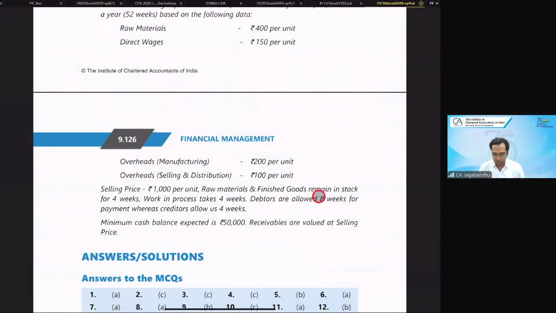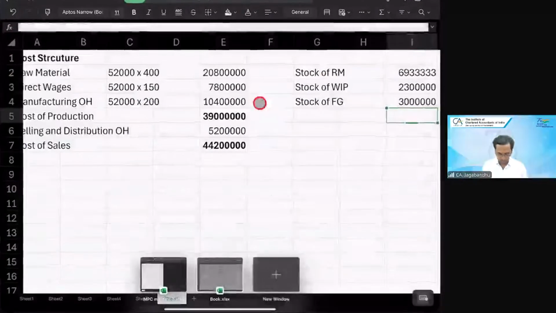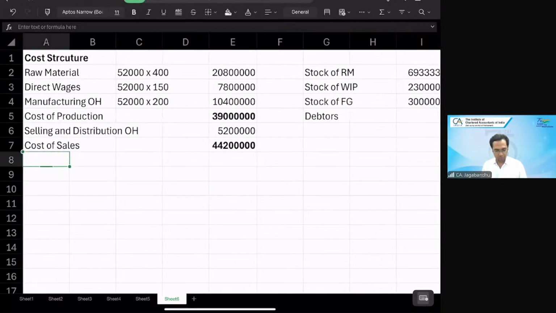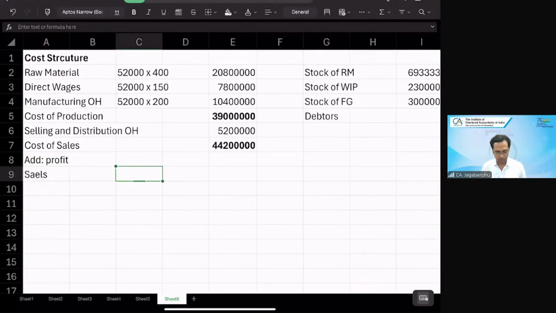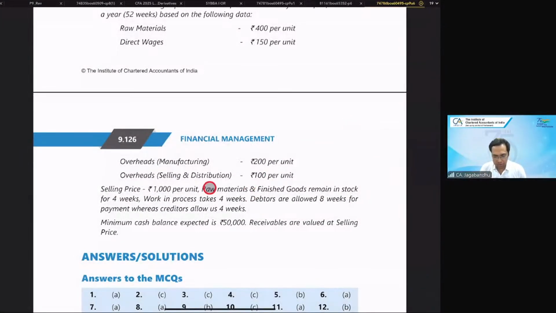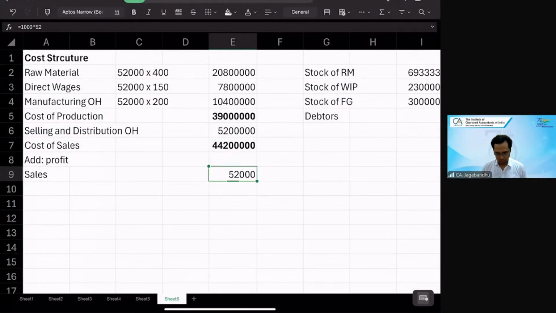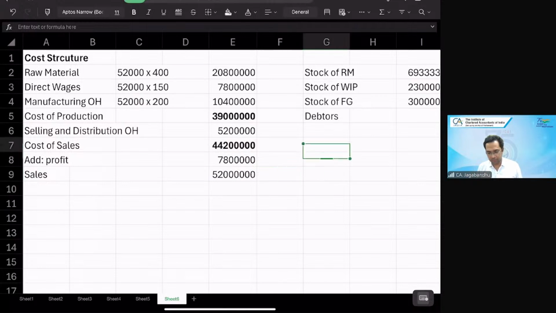Then we have debtors, to whom we are allowing 8 weeks payment. And receivables are again valued at selling price. So debtors will be at a selling price. So we need to add profit and then write down the sales also. So sales is 1,000 rupees per unit. So that's simply 1,000 multiplied by 52. And then, of course, the difference between them is the profit.